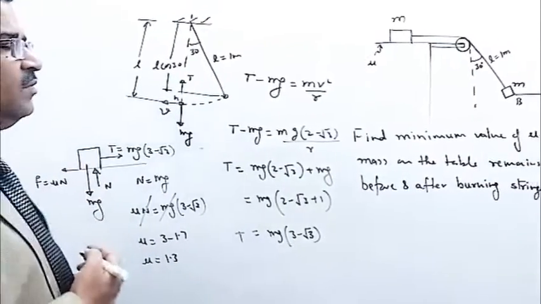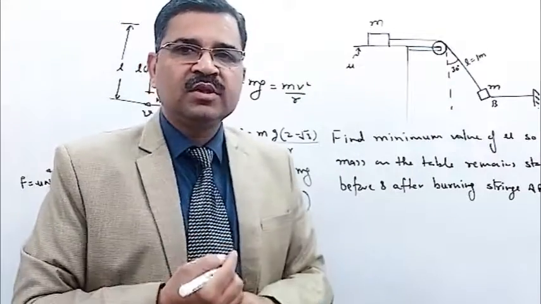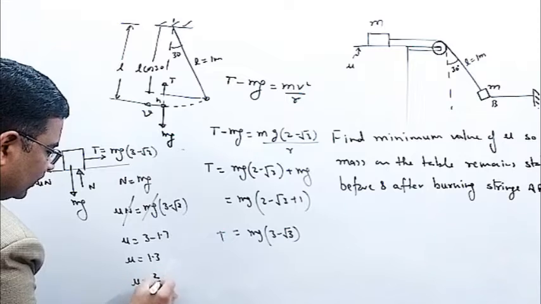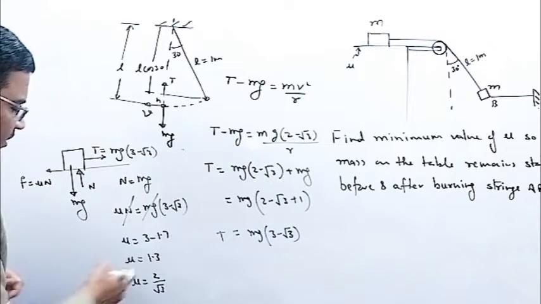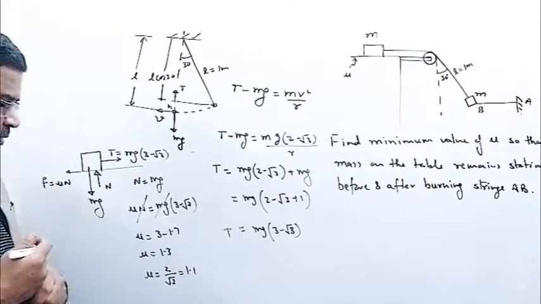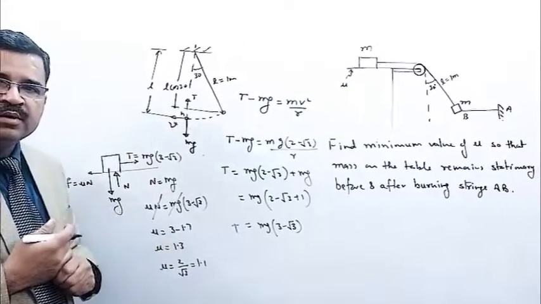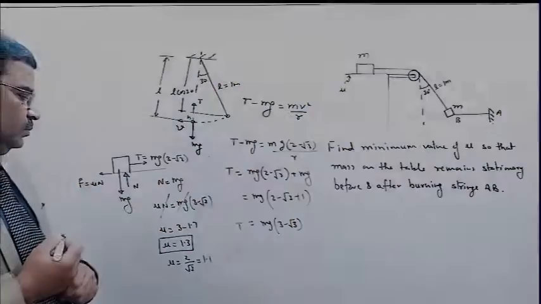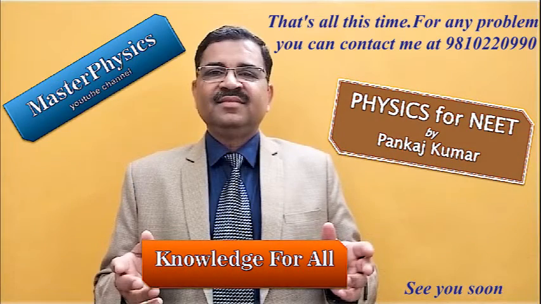Whereas the previous value that we obtained before burning the string was mu equal to 2 by root 3, and this value comes out to be 1.1. So out of these two values, this value is greater. That is why our answer should be 1.3.